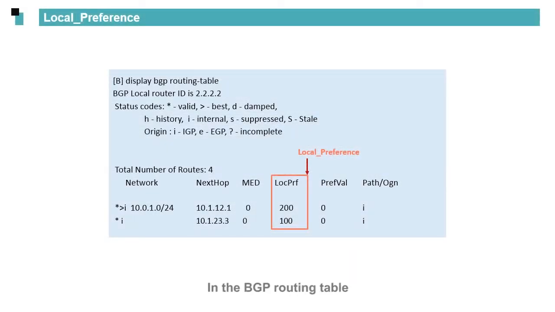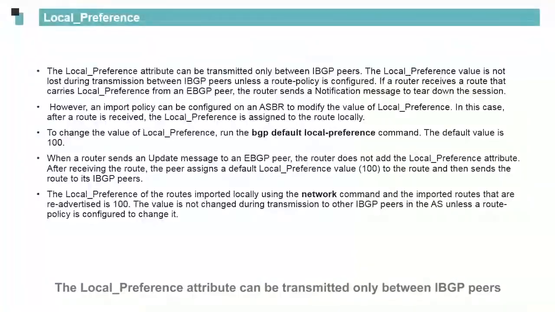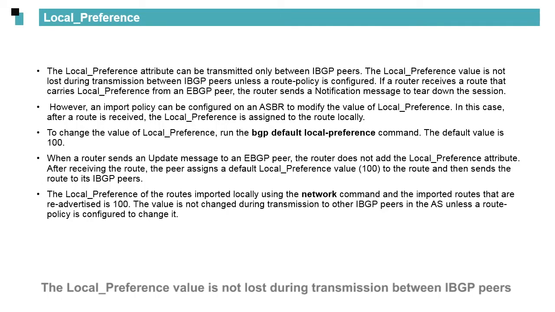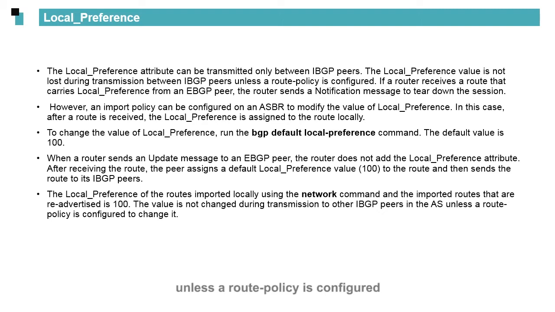In the BGP routing table, we can see the new local preference 200 of the optimal route and the default local preference 100 of the other route. The local preference attribute can be transmitted only between IBGP peers. The local preference value is not lost during transmission between IBGP peers unless a route policy is configured. If a router receives a route that carries local preference from an eBGP peer, the router sends a notification message to tear down the session.